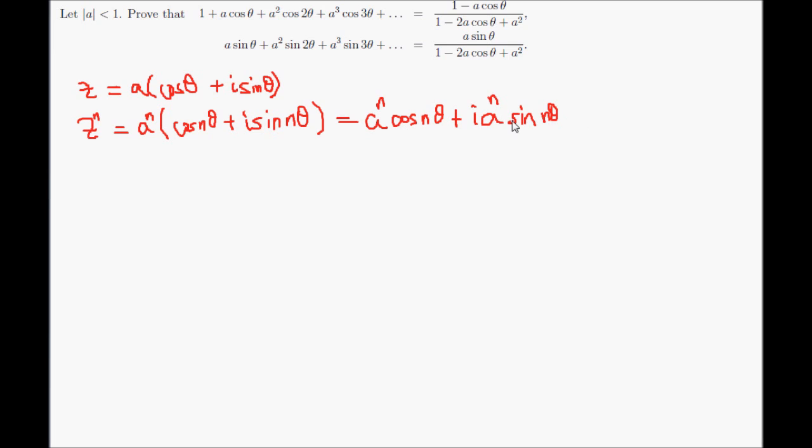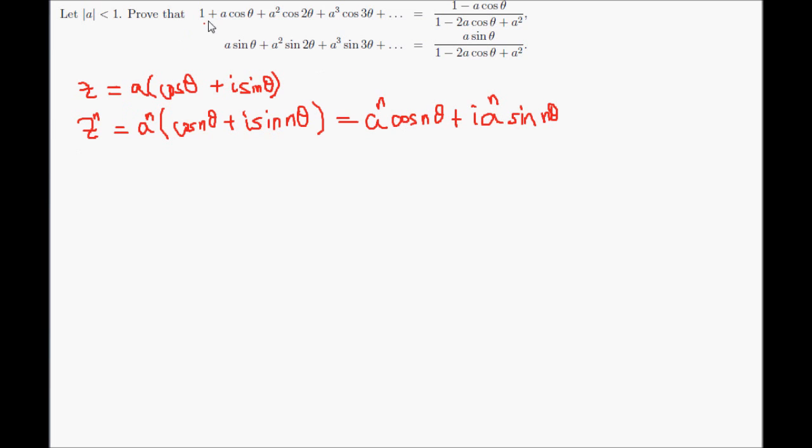Now you'll notice that these are the terms that appear in the series on the right-hand side. If n equals 0, then we have a to the 0, which is 1, times the cosine of 0, which is 1, so that's the 1 term. If n equals 1, we have a cosine theta, then a squared cosine 2 theta, a cubed cosine 3 theta, letting n go from 0 to infinity. Likewise, the imaginary part, if I let n equals 0, I get 1 times the sine of 0, which is 0, a to the first times sine of theta, then a squared sine 2 theta, a cubed sine 3 theta, and so on. So these two terms form the real and imaginary parts of z to the n.